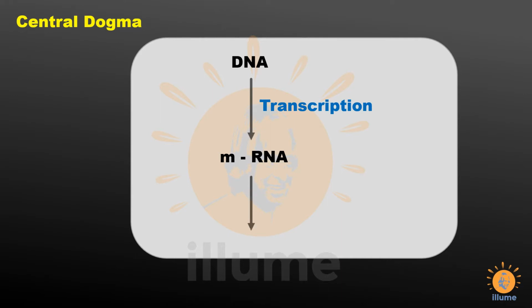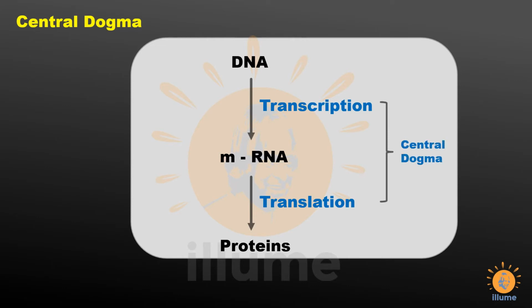After formation of mRNA, the information which is present in mRNA is now converted into proteins, and the process is called translation. Both these processes, transcription and translation, together are called central dogma. In some organisms like retroviruses, for which HIV is a very good example, mRNA can also revert back into DNA, and this process is called reverse transcription. That is the reverse of transcription, and it is seen in retroviruses like HIV.